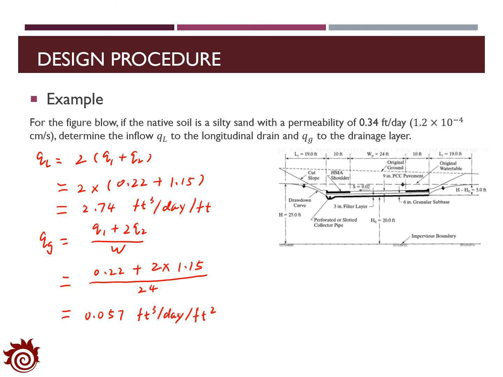This is actually applied to the same pavement structure. And from the previous example, we see that the inflow from the surface infiltration Qi equals 0.46, which is much larger than Qg here. So usually for the groundwater seepage, we can actually ignore that impact.